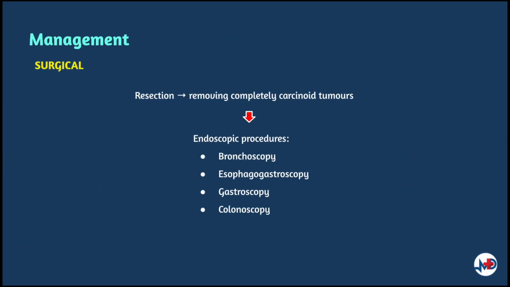As for surgery or resection in particular, surgeons often try to cure the localized carcinoid tumors by removing them completely, which is usually successful. The options for GI carcinoid tumors that have spread to nearby tissue or to distant parts of the body are a little bit more complex. Other endoscopic procedures can also be carried out, which may be used for biopsy and diagnosis, and this includes bronchoscopy, esophagogastroscopy, gastroscopy, as well as colonoscopy.